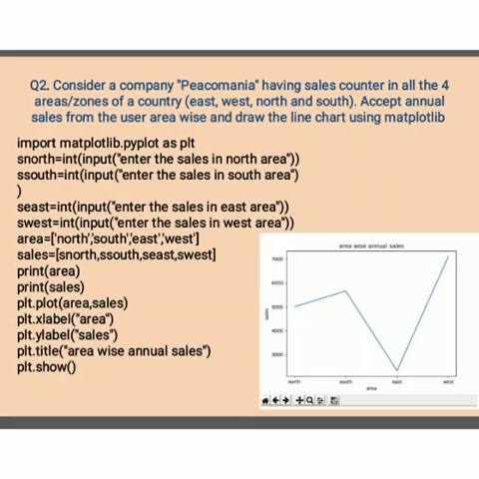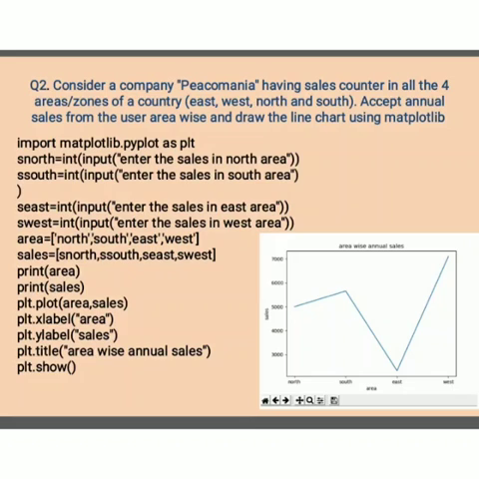How to plot the graph? plt.plot. In the brackets, first value is given for the x-axis. So I want area on the x-axis. So I have written area first, then comma sales. Sales is on the y-axis because it is the second argument. So first argument is always for the x-axis. Second argument is always for the y-axis.